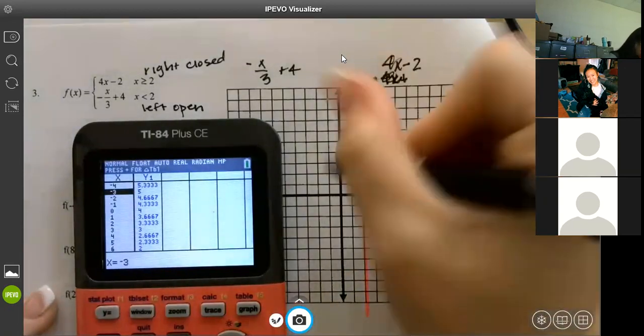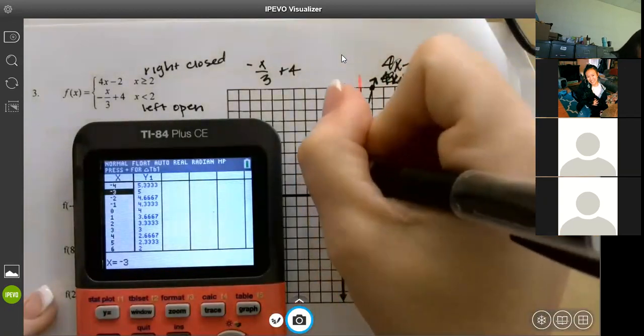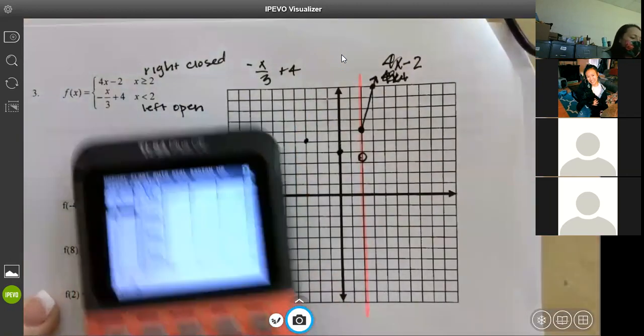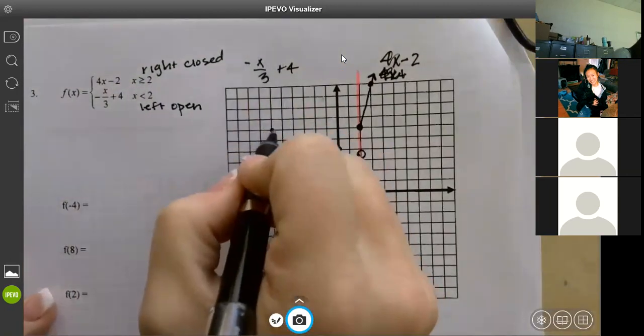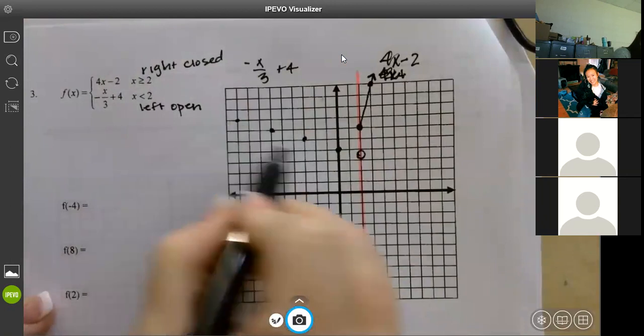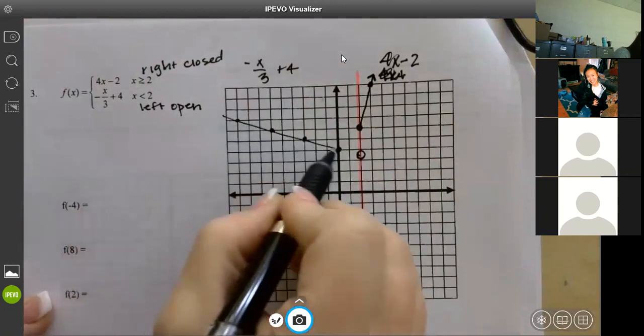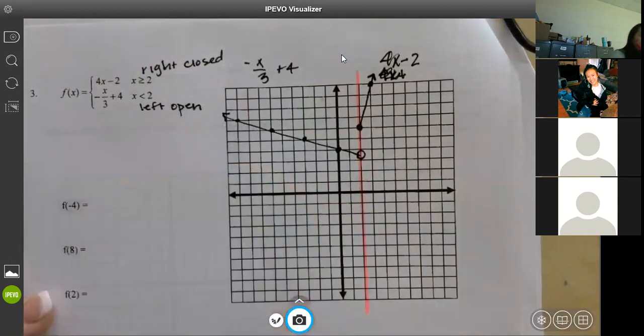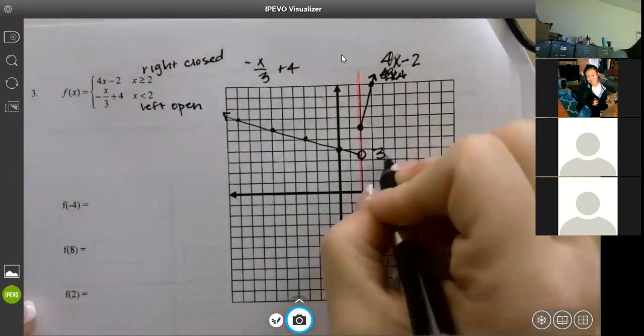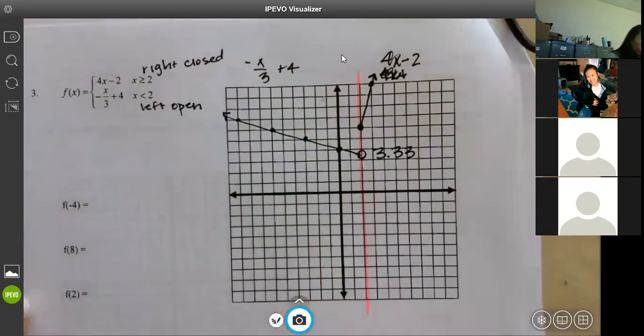And then I see negative 3, 5. And you can see your pattern is over 3 and up 1. So it looks like this. And I'm just going to put this out there, that was 3.33 or 3 1/3. Y'all don't care. 10 over 3, whatever you have is perfectly fine.